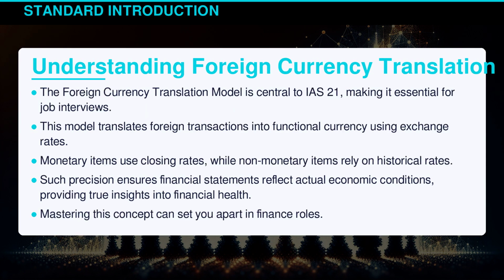The foreign currency translation model is central to IAS 21, making it essential for job interviews. This model translates foreign transactions into functional currency using exchange rates. Monetary items use closing rates, while non-monetary items rely on historical rates. Such precision ensures financial statements reflect actual economic conditions, providing true insights into financial health. Mastering this concept can set you apart in finance roles.